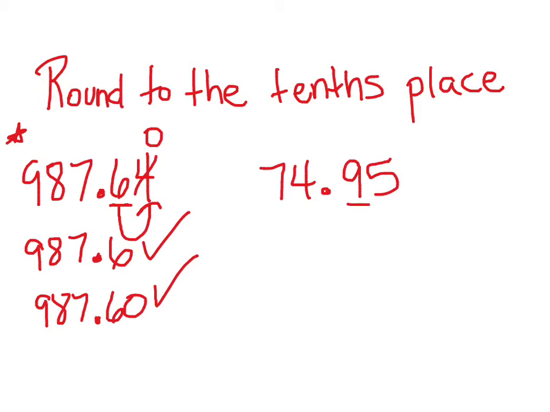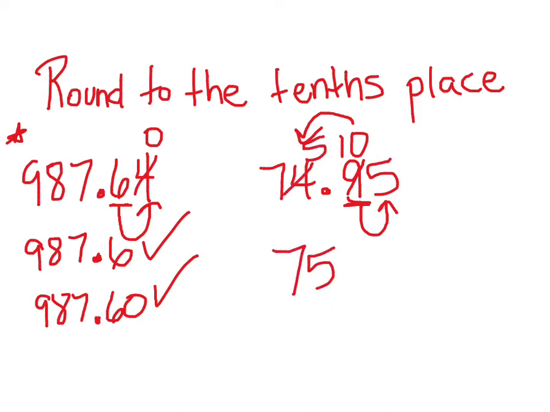Well, the 9 is in the tenths place. Okay, pay close attention to this one. The 9 is going to hook to the 5. That 5 is going to tell the 9 to go up. Well, I can't have a double digit. 9 becomes a 10, right? Well, I can't have 2 digits in one place value. So we're going to push the 1 over here, and the 4 becomes 5. So my answer becomes 75.